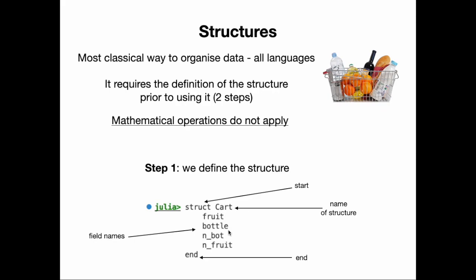Within the cart, we will have different items. To construct the structure, we use the statement struct. This is the start, and we will need the end word. Next to struct, we will have the name of the structure. You give it the name you want. Here, I just call it Cart. And inside the structure, you can list the different types of items. These would be field names.